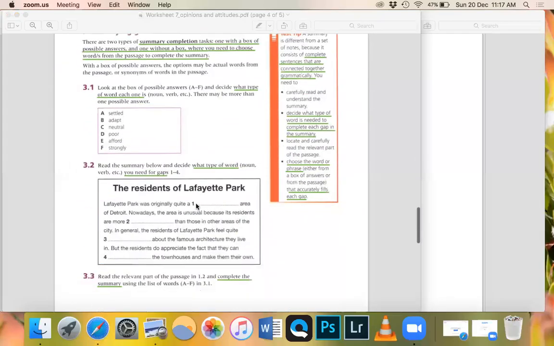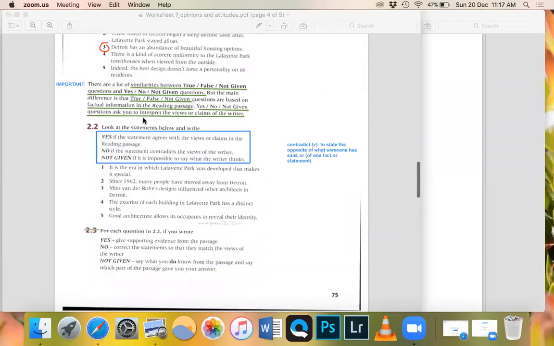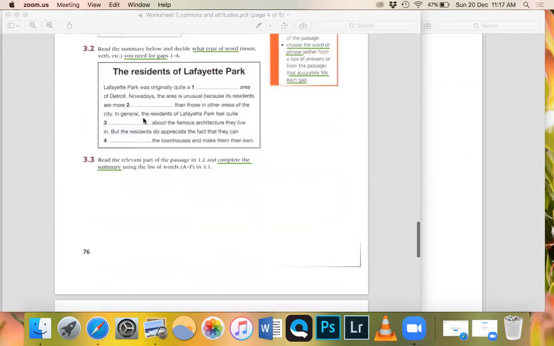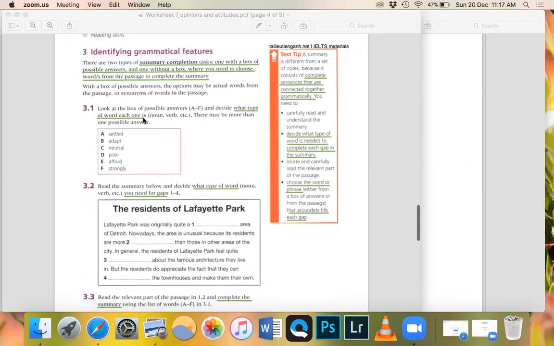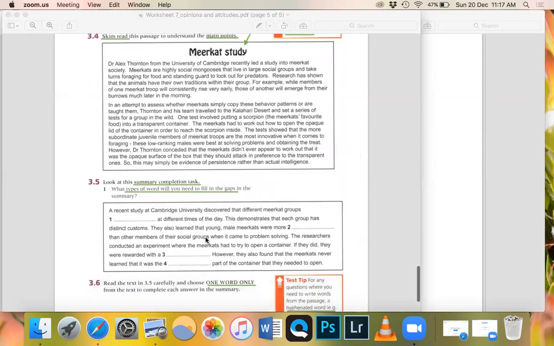There's one more type of task that you can do for homework. So if you carry on with Unit 7, at the end of the worksheet, you have the summary completion task. So for summary completion, there are two different kinds of tasks. You have a task with a box, which means you have a list of answers and you need to fill in the summary. Okay, this is quite similar to the listening task. This is a summary. You need to fill in the missing words. So sometimes you have a list of options, and sometimes you have no list of options.